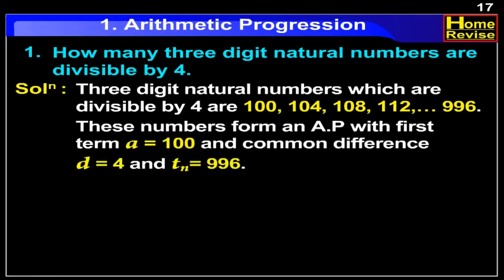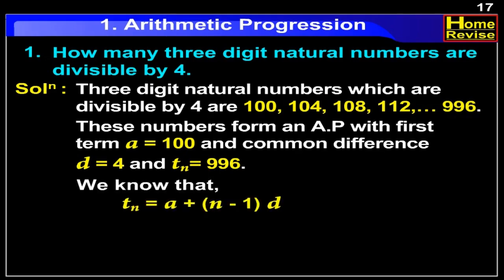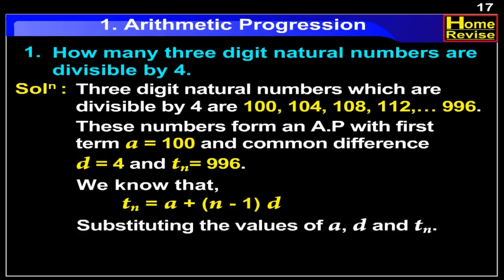These numbers form an arithmetic progression with first term A equal to 100, common difference D equal to 4, and Tn is equal to 996. Now we know that Tn is equal to A plus n minus 1 into D. Substituting the values of A, D and Tn, we have 996 is equal to 100 plus n minus 1 into 4.